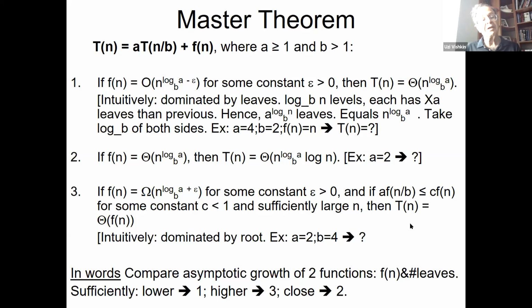So consider a recurrence of the form T(n) = a T(n/b) + f(n), where a is larger than or equal to 1 and b is larger than 1. The b larger than 1 guarantees that we keep coming down here. Otherwise, it's not clear that we are even converging.